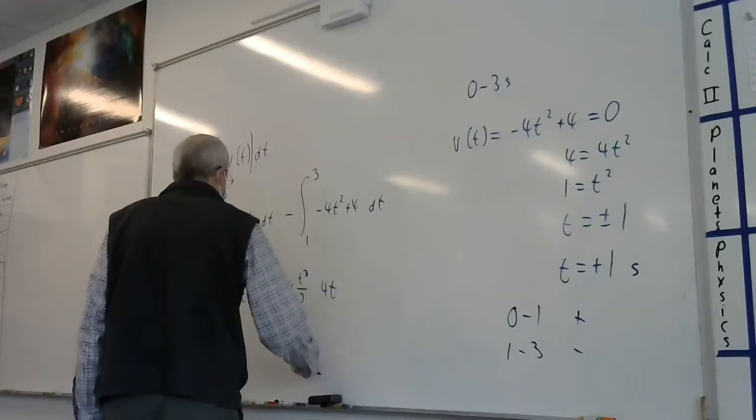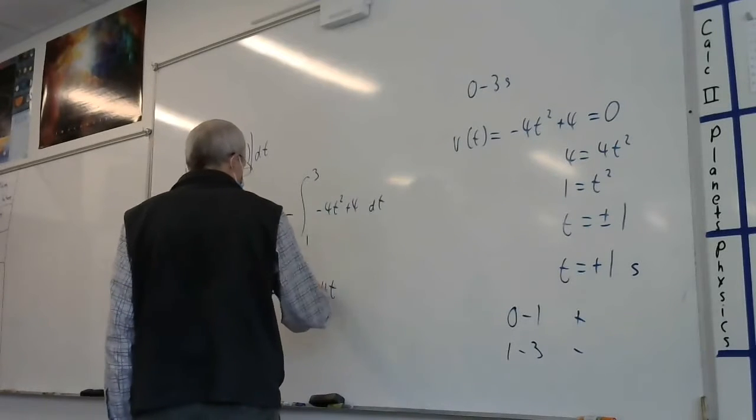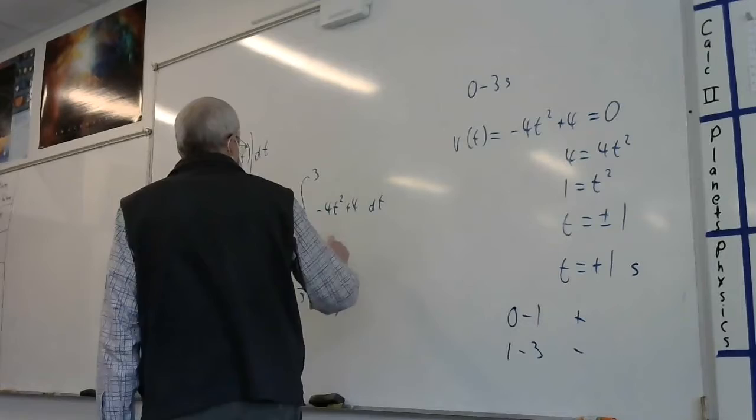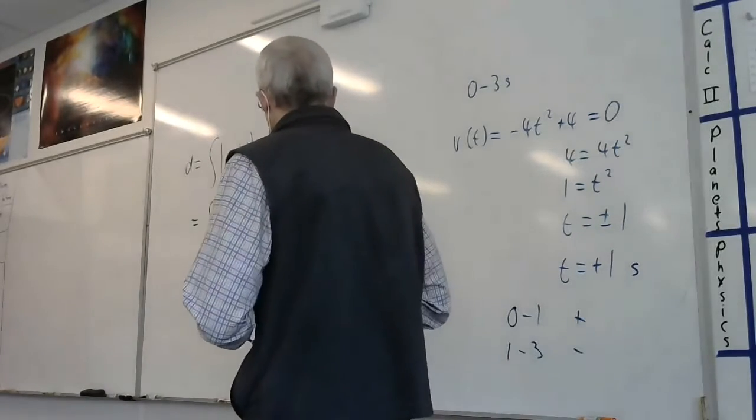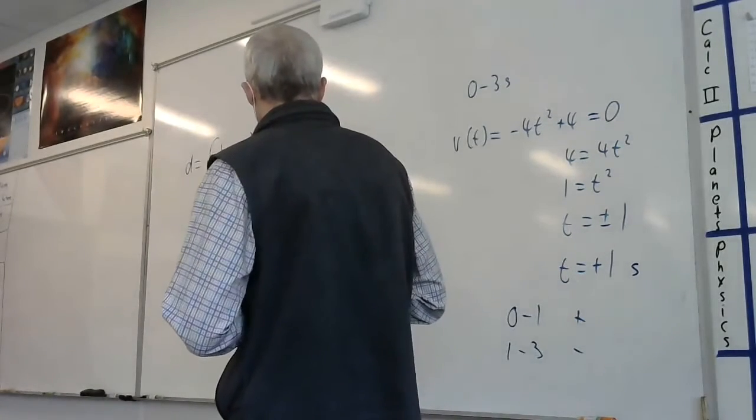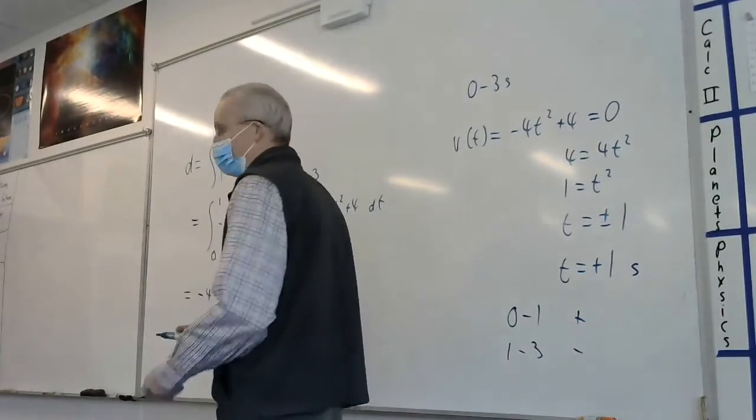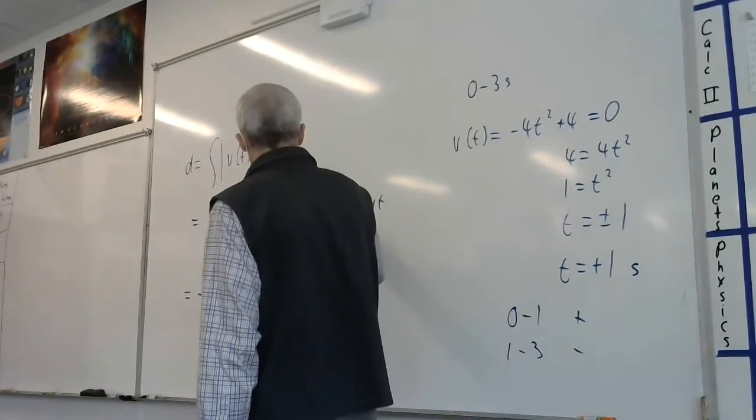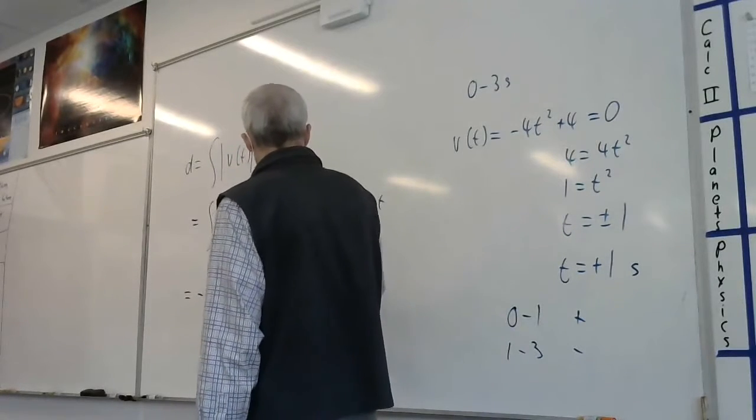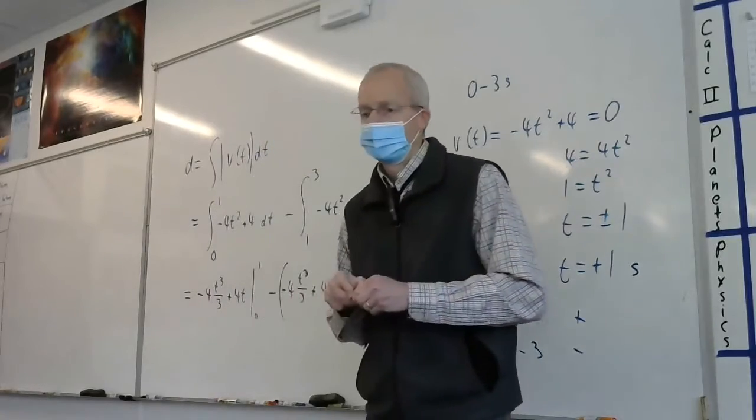I'll just do this. Minus negative 4t cubed over 3 minus 4t from 1 to 3. T cubed over 3 plus 4t, I'll put the minus there. You gotta be really careful with these minuses. So it's minus, and then I'll just do the splits inside here: negative 4t cubed over 3 plus 4t. Do all this stuff. Okay, it's a lot of work.